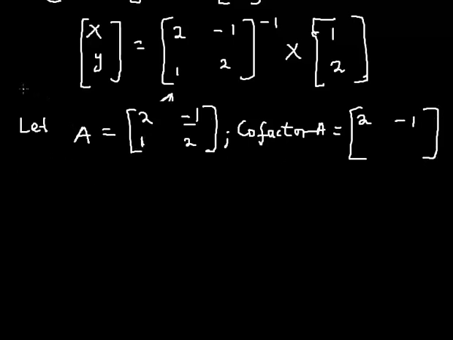Now don't forget that minus times minus, because here I will have minus times minus 1, which makes this one plus 1. The minor of the 2 I have here is also 2, and this is at an even position, so it's still 2. So that is the cofactor. Then the adjoint of A, you know how we do that, with transpose. That's going to be 2 1, then minus 1 2.